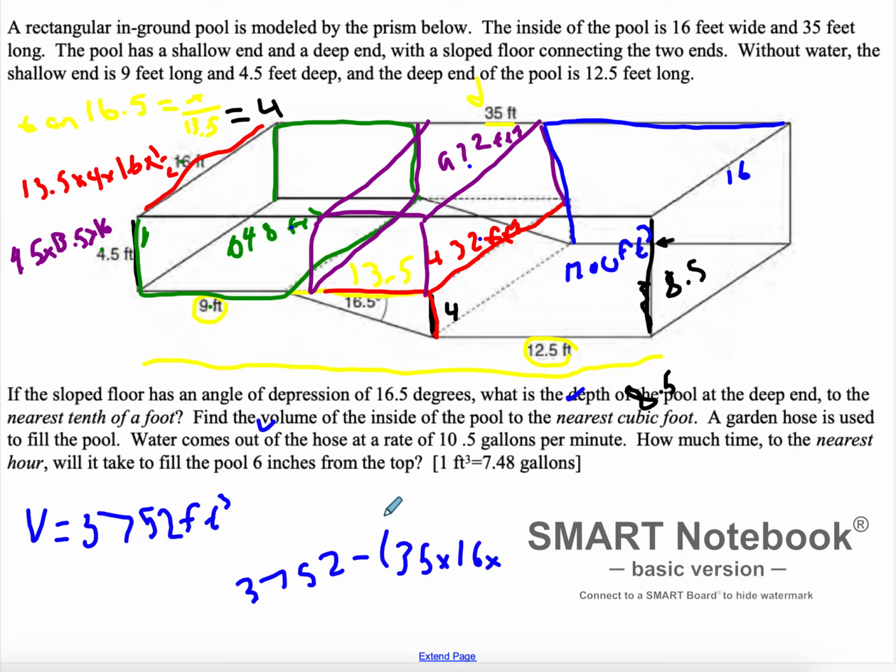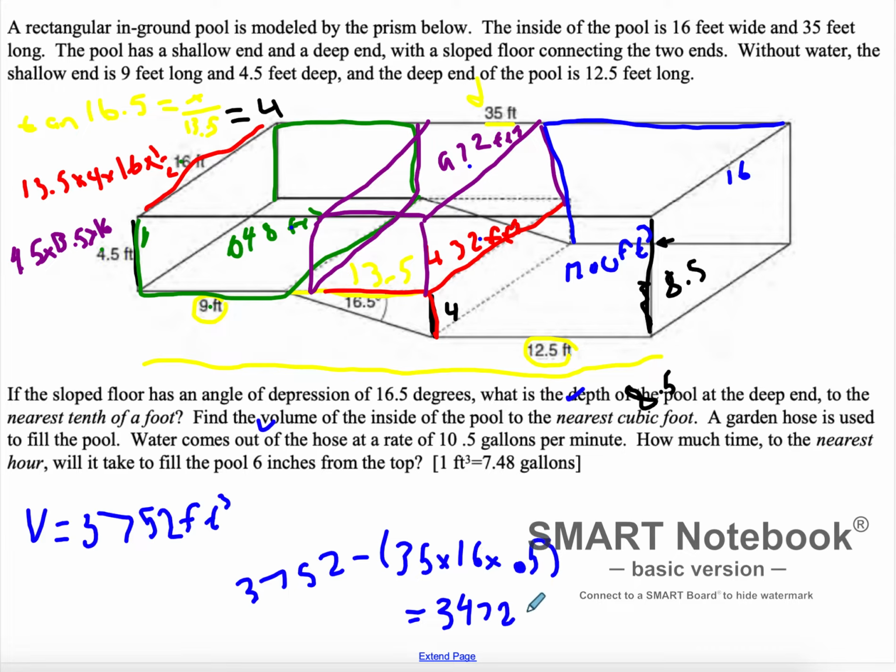Remember, this is in feet. So they said 6 inches, but instead of using 6 inches, I'm going to be using half of a foot, right? So this is half of a foot, because I don't want it in inches. I want it in feet. So 6 inches, half of 12 is 6, so this is half of a foot. And then that would be equal to 3,472. So now this is the volume 6 inches from the top. Now I'm going to do my stuff with the gallons.